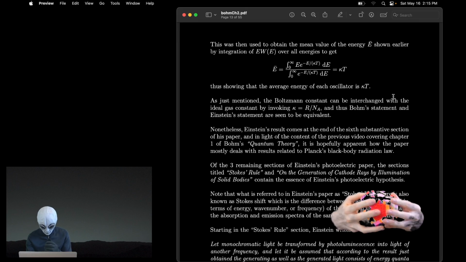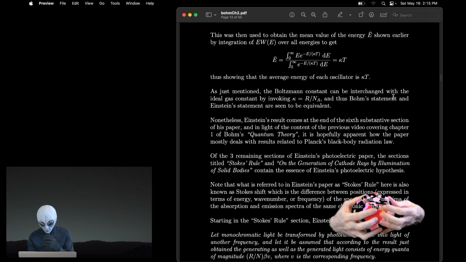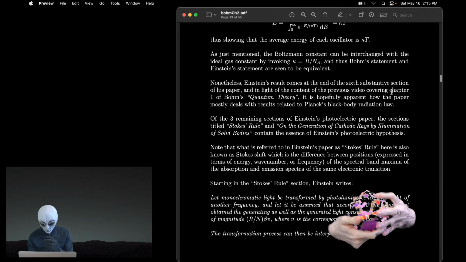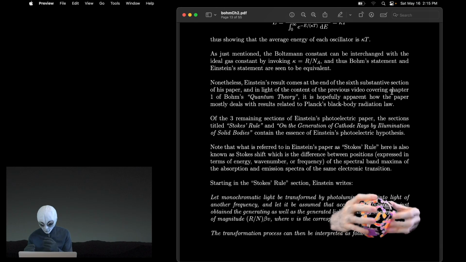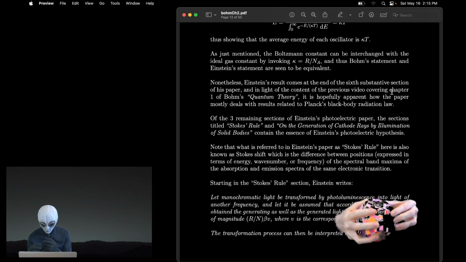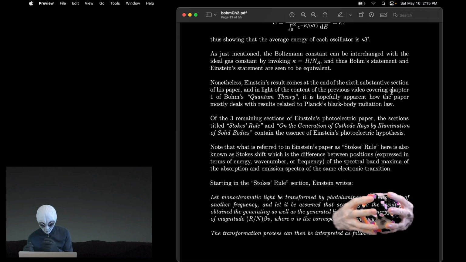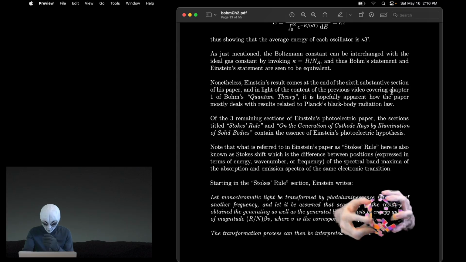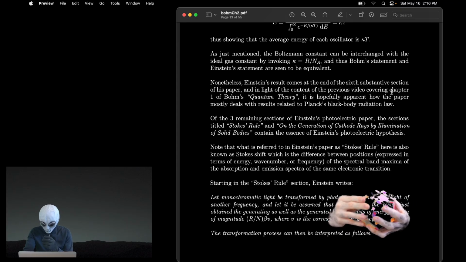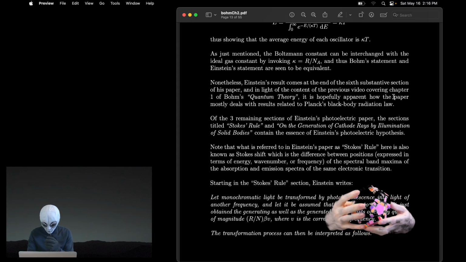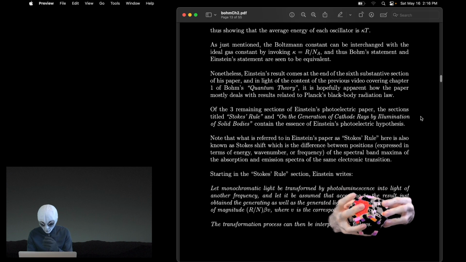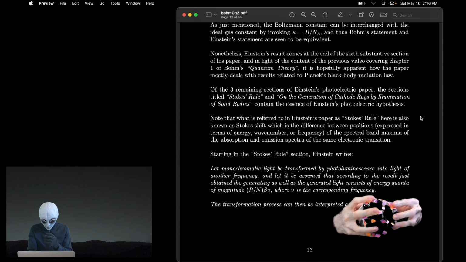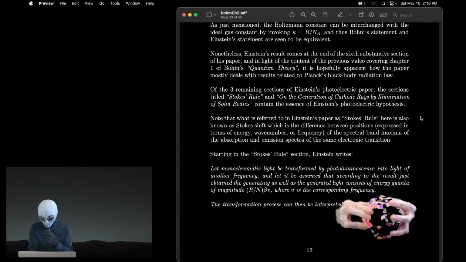This all turns out to be kappa times capital T, thus showing that the average energy of each oscillator is kappa times capital T. As just mentioned, the Boltzmann constant can be interchanged with the ideal gas constant by invoking kappa equals capital R over capital N subcapital A, and thus Bohm's statement and Einstein's statement are seen to be equivalent. Nonetheless, Einstein's result comes at the end of the 6th substantive section of his paper, and in light of the content of the previous video covering chapter 1 of Bohm's quantum theory, it is hopefully apparent how the paper mostly deals with the results related to Planck's blackbody radiation law.